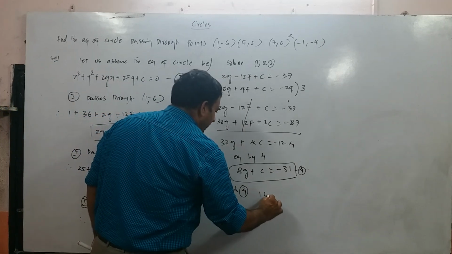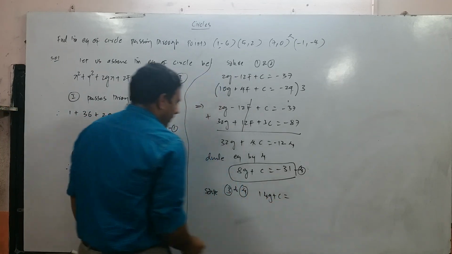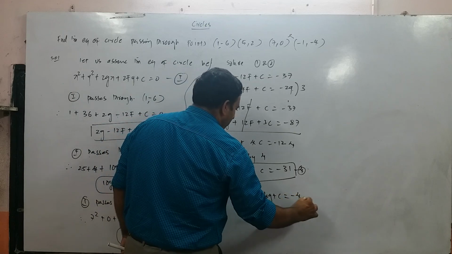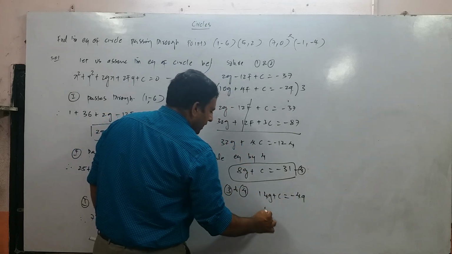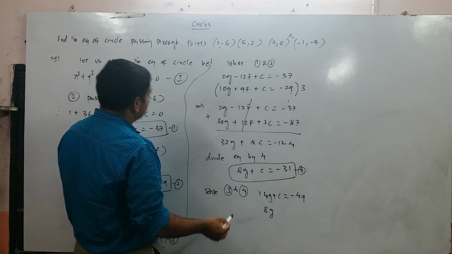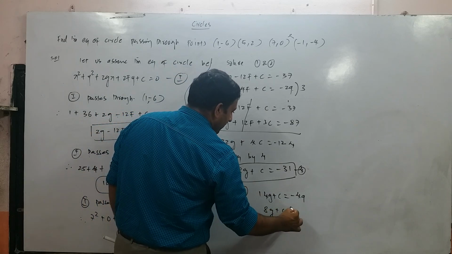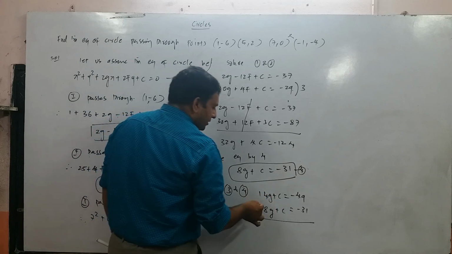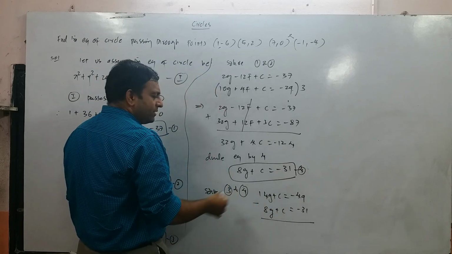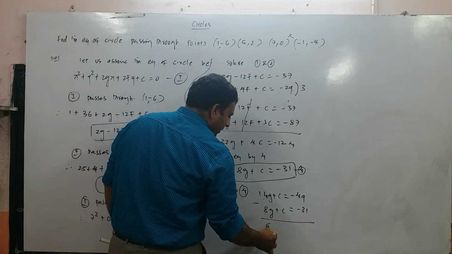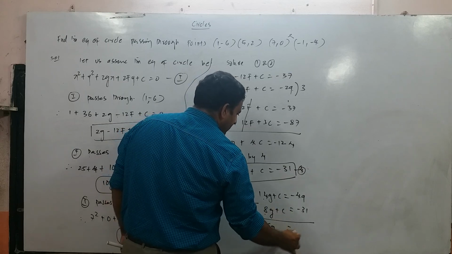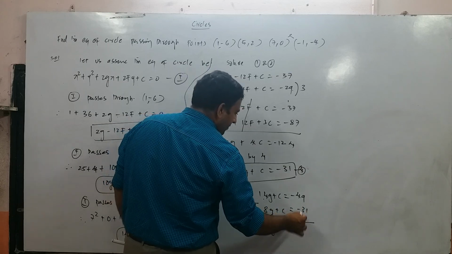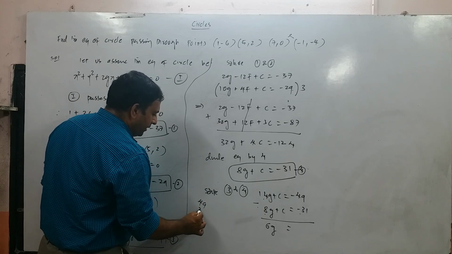So what will you do here? It is 14G plus C is equal to minus 49, and then he says 8G plus C is equal to minus 31. Now you can see very clearly C and C have the same sign, so subtract. 14G minus 8G will be 6G, C will get cancelled. I must subtract, minus minus plus. It is 49 minus 31.